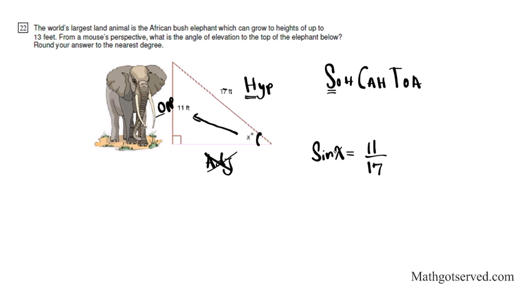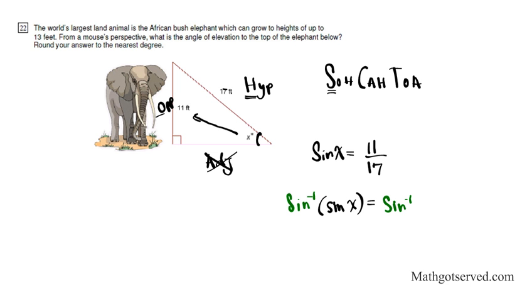Okay. Now how do I get x isolated? I need to get rid of the sine, so I need to use the inverse sine. Please do not divide by sine. You need to take the inverse of sine to get rid of sine. So you take the inverse sine of both sides of the equation.